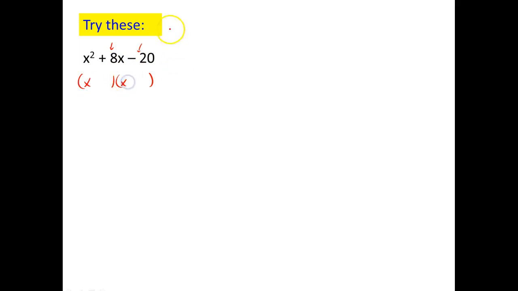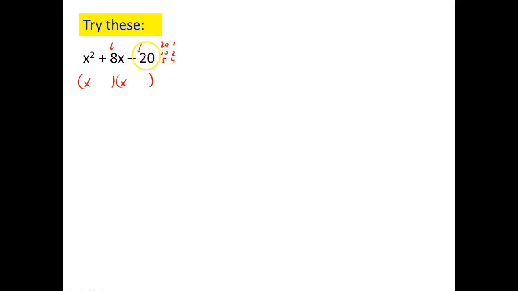All right. So moving on, there's some others to try. What do we know about this? Well, we know that we have a negative here and a positive here. So in order to get a negative, I'm going to have one positive and one negative. The combinations that give me 20, let's list those. Then I need one positive and one negative, and they need to add to give me 8.